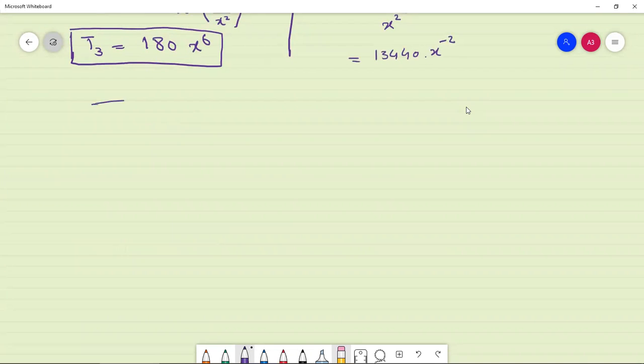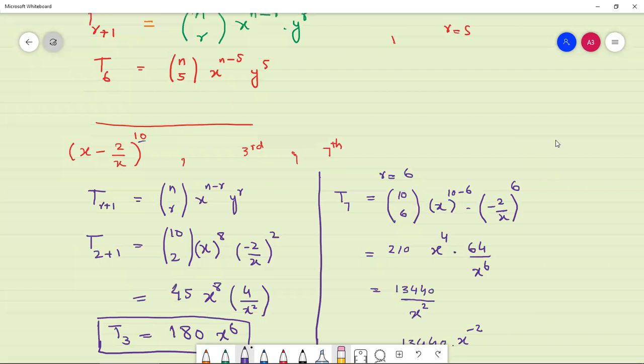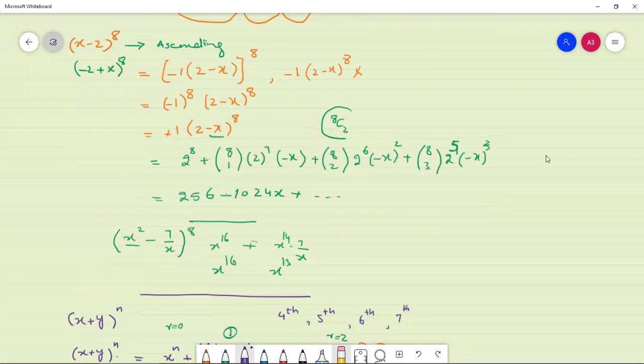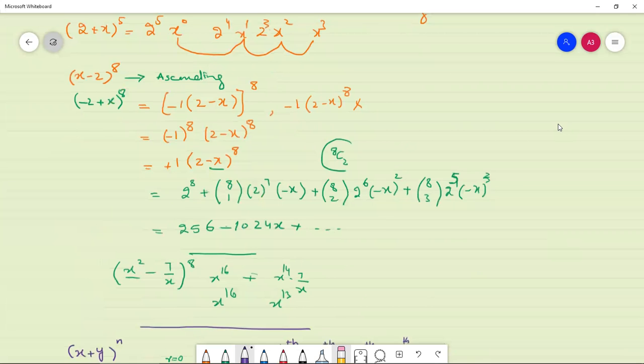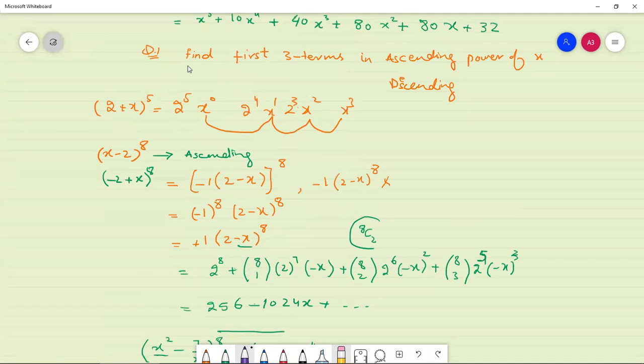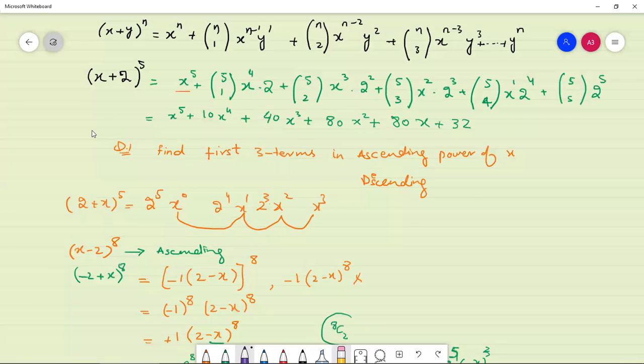I'm again repeating my words, which thing we have learned today, just a small thing, that how to find any sequence in ascending or descending order depends on the position of x. If you want to find in ascending order, then x should be at second, and if you want to find descending order, then x should be at first, like this.